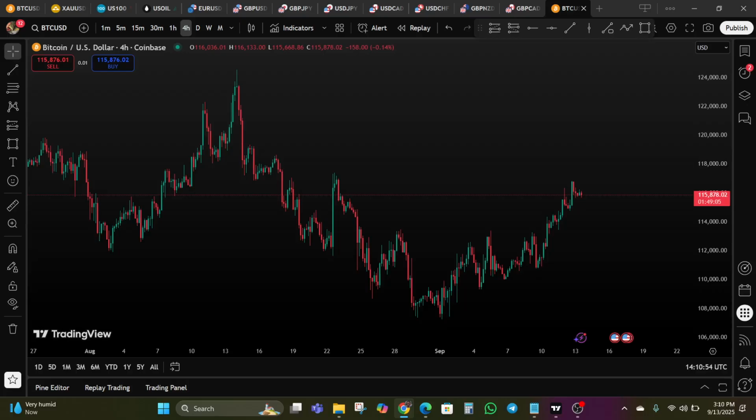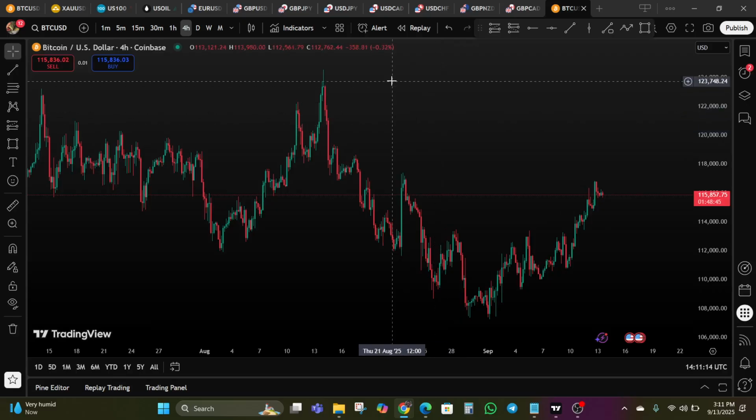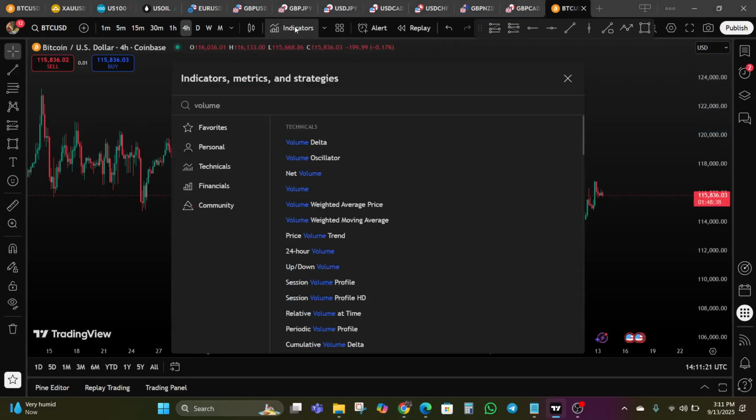Price shows us where the market is moving, but volume shows us the strength behind that move. Think of it this way: if price is the headline, then volume is the story underneath. By studying volume analysis in trading, you can determine whether a price move is supported by strong participation, or whether it's weak and likely to fail.